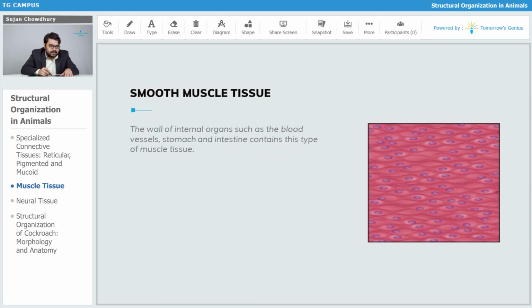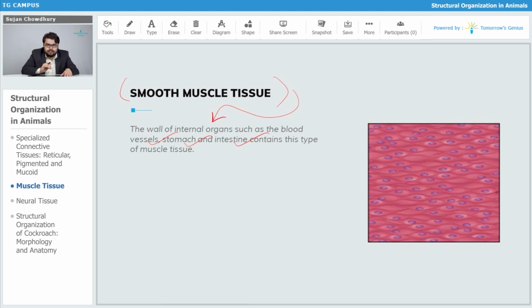The wall of internal organs such as blood vessels, the stomach, and intestine contain this type of muscle fiber. So smooth muscle tissue is broadly present in the wall of internal body organs. Smooth muscles are involuntary as their functioning cannot be directly controlled. Just like we have talked about, parts like the stomach, blood vessels, and intestine are not in our control. They are automatically performing their functions.